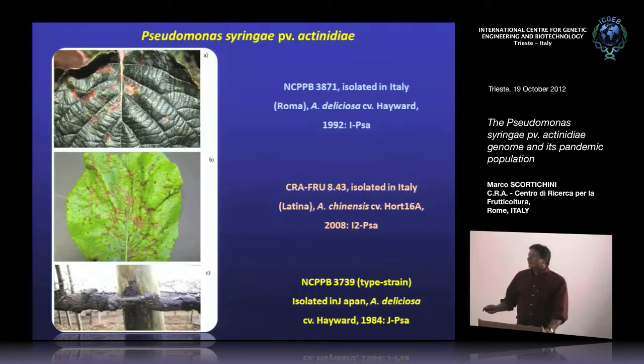This is just an example of how destructive this pathogen is. During winter time, you find the most impressive symptoms. It's capable of degrading the woody tissue in a few months, even though it is also able to survive and colonize the leaf.